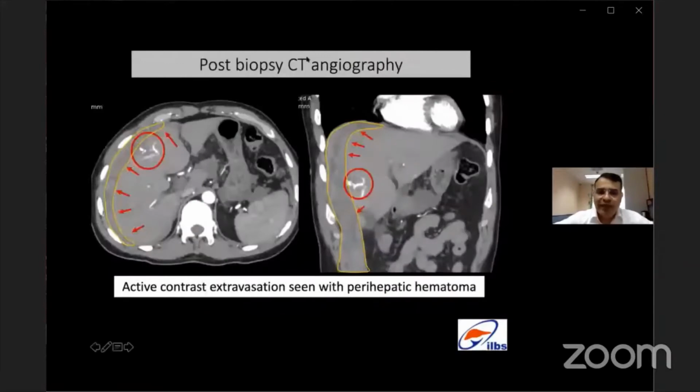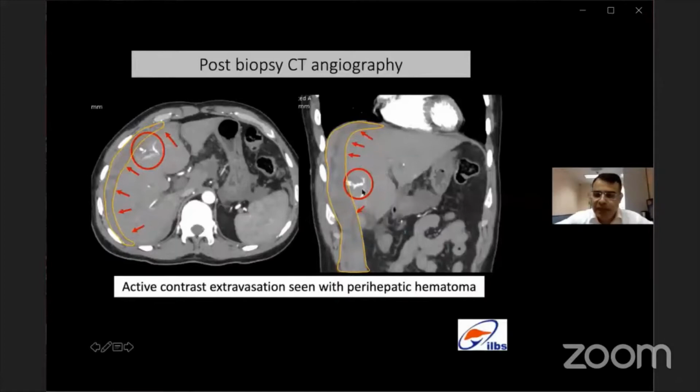This is a post-biopsy CT angiography. You can see this is the liver margin. This red arrow shows you the liver margin, and this particular gray area contained within this yellow marking outline is the hematoma. So this is a fresh hematoma, and if you look carefully, this is an active contrast leak. This is an active contrast leak.